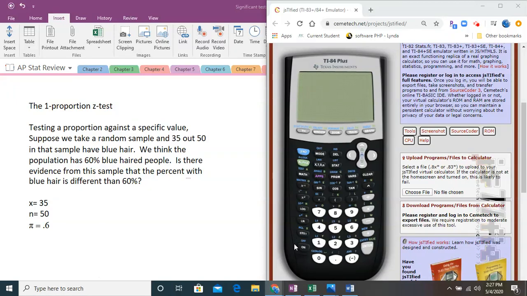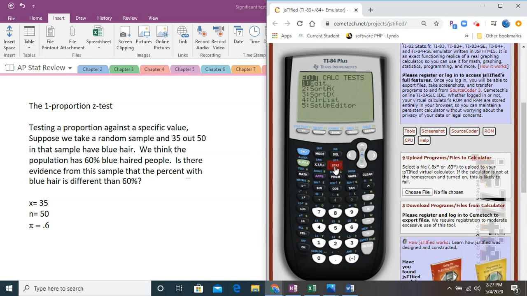Okay, again, using your calculator, we're going to look at a significance test. In this case, we're going to look at the 1 proportion z-test. One example is testing a proportion against a specific value. Suppose we take a random sample and 35 out of 50 in that sample have blue hair. We think the population is 60% blue-haired people. Is there evidence from the sample that the percent with blue hair is different than 60%?